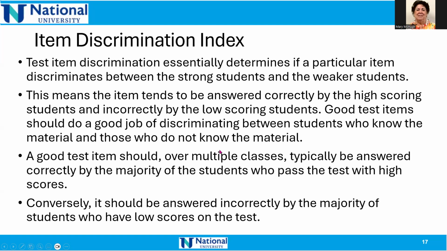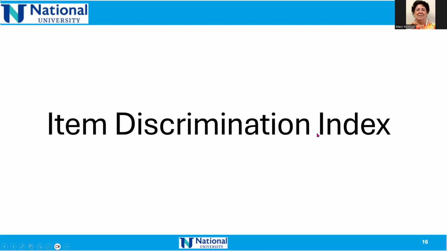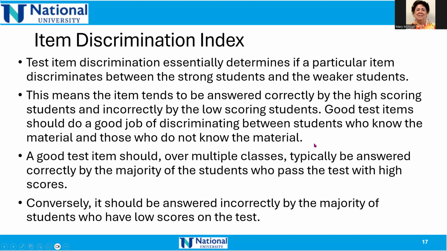And what we want our items to do is discriminate between the student who really knows the material and the students who haven't learned the material nearly as well. So what discrimination means is the item tends to be correctly answered by high-scoring students and incorrectly by the low-scoring students. Good test items should do a good job of discriminating between those students who know the material and those who don't. And that may be over multiple classes, but typically what you will see is your students who get high grades on the test itself are going to answer that item correctly, whereas students who overall get low scores will answer it incorrectly.